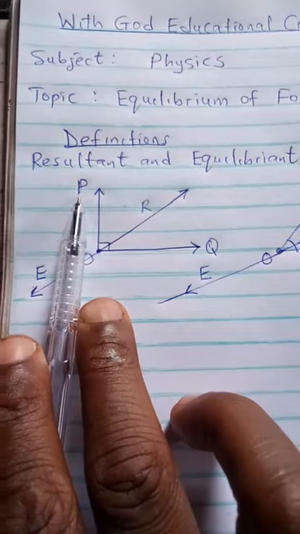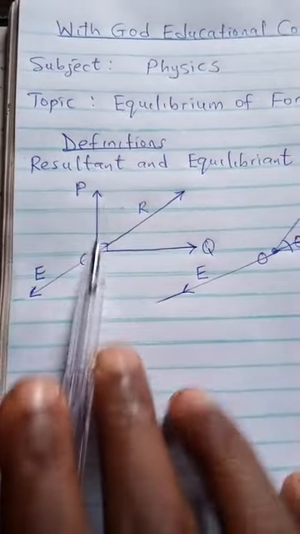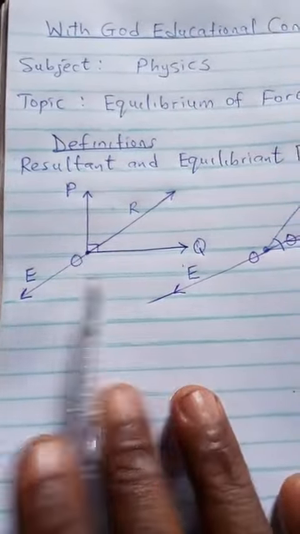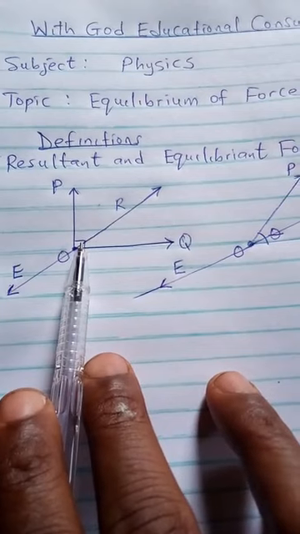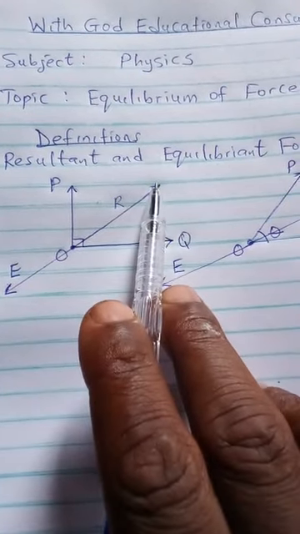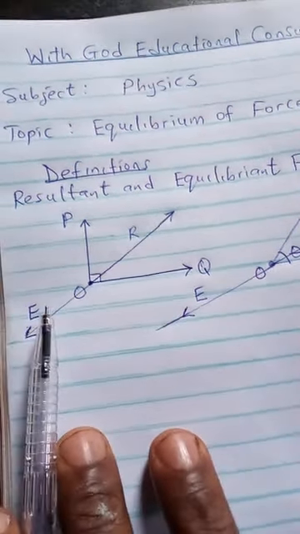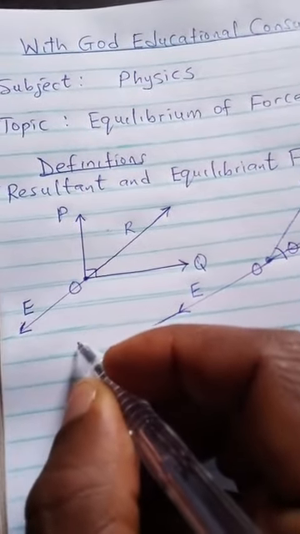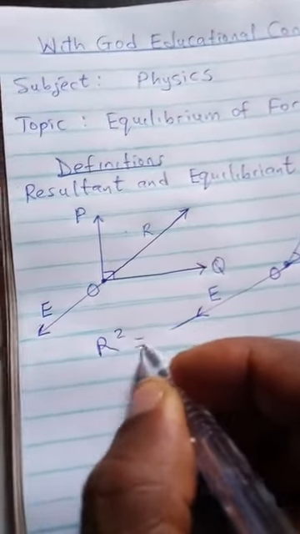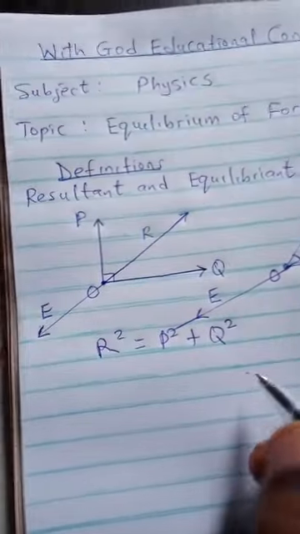So if two forces P and Q are acting at a point, both acting perpendicular in direction, that is, at an angle of 90 degrees to each other, and both act at point O, then the resultant of the forces P and Q can be obtained using Pythagoras theorem for the hypotenuse of a right-angled triangle. As you can see, by Pythagoras, R squared is equal to P squared plus Q squared.